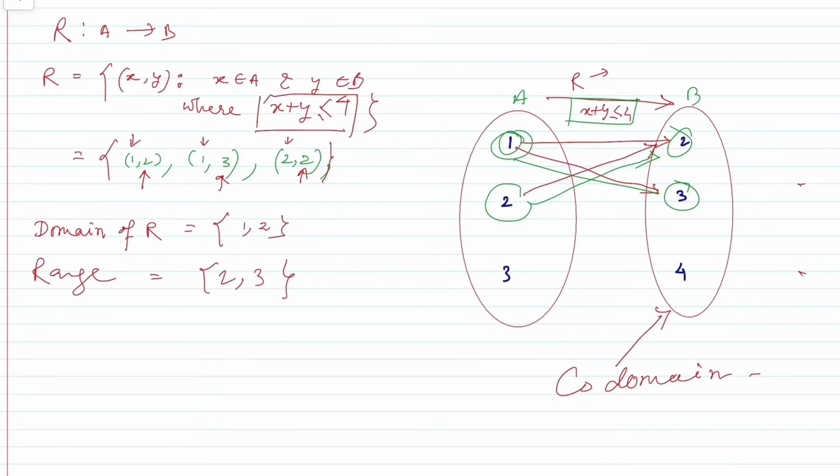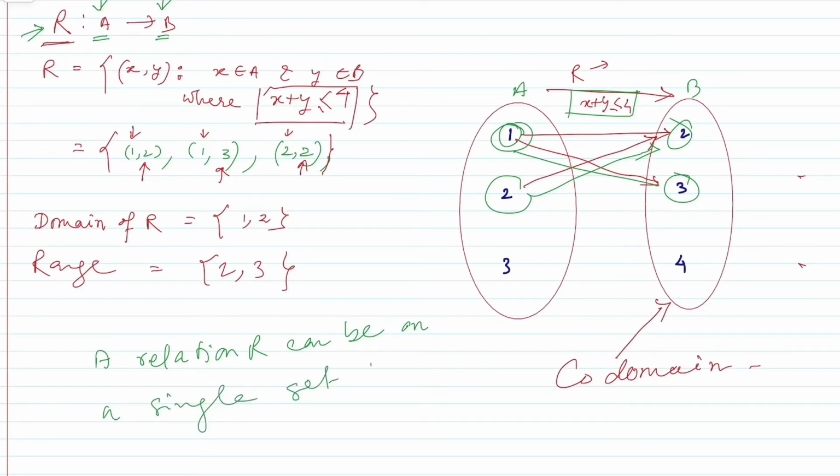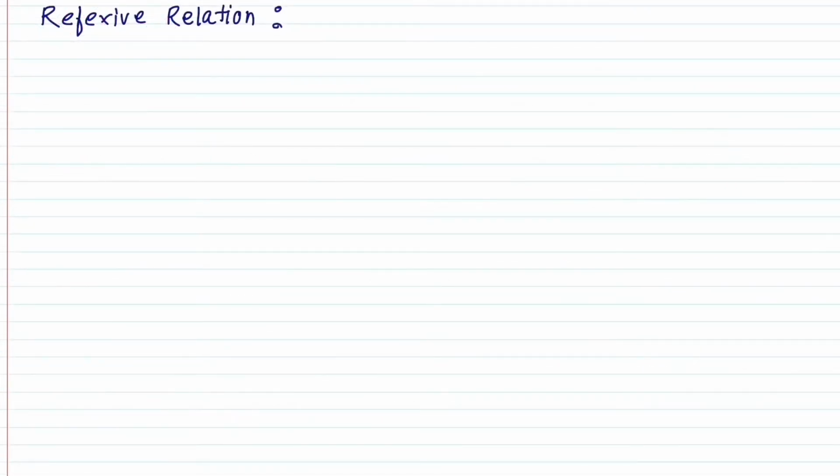Okay, and remember one thing: a relation from one set A to another set B, instead of from one set to another set, we can establish a relation on a single set as well. A relation R can be on a single set A. In that case R will be a subset of or equal to A cross A. So remember that.